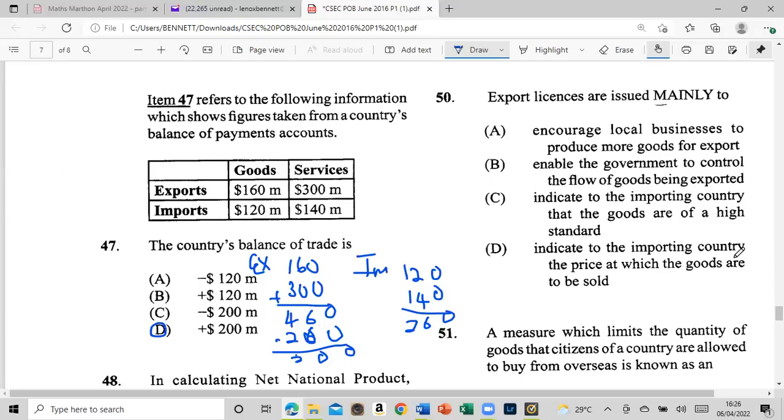Export licenses are issued mainly to: A, encourage local businesses to produce more goods for export? B, enable the government to control the flow of goods being exported. C, indicate to the importing country that the goods are of a high standard. Or D, indicate to the importing country the prices at which goods are being sold? And that would be B, enable the government to control.